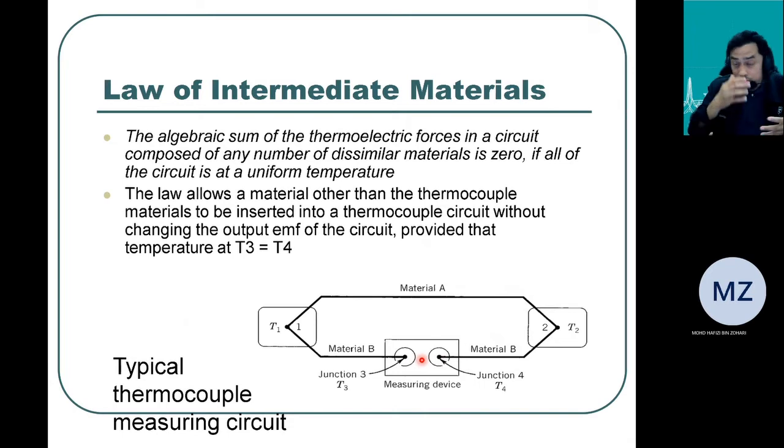So this law, although it involves two materials, makes it possible to put a measuring device in, but make sure it has the same temperature. Otherwise, it can create its own EMF and disturb the reading from the other junction, T1 and T2. So that's the law of intermediate materials: the total EMF is 0 if the temperature is uniform.